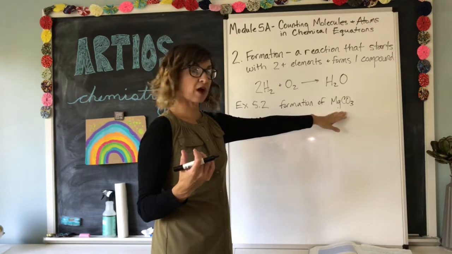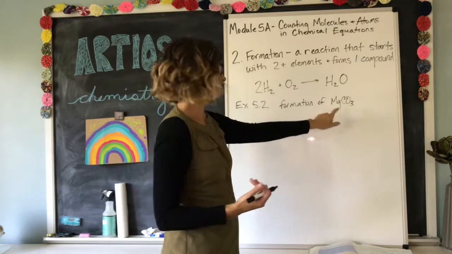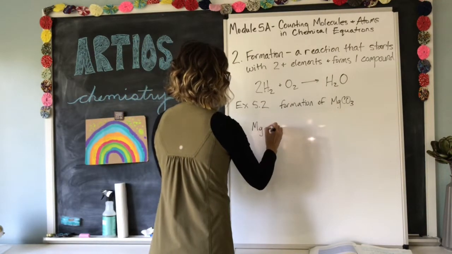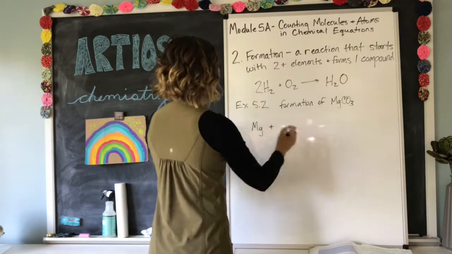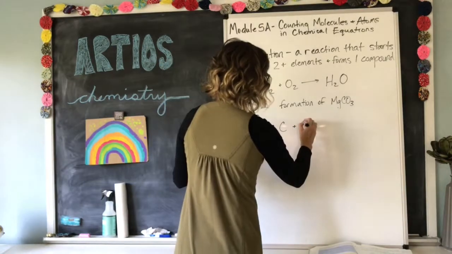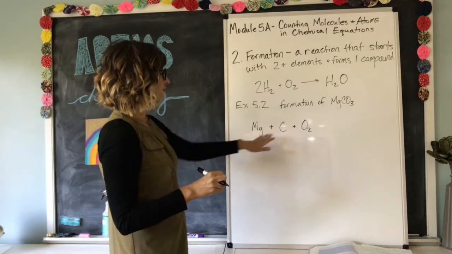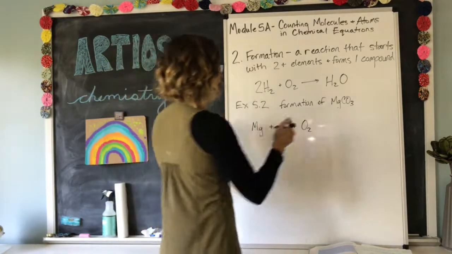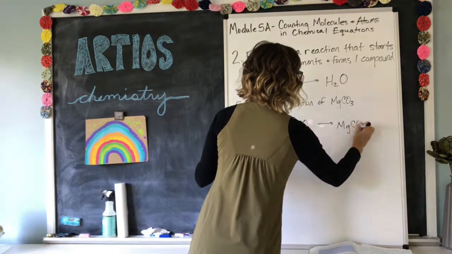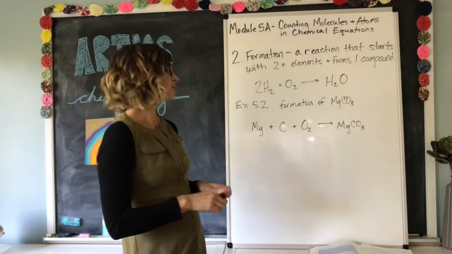So we have to figure out what elements are present, and the elements that are present are going to be our reactants. So first off, we have magnesium plus C for carbon plus O for oxygen. Remember, O is always written as O2. So we have these 3 elements present. They react together and they form MgCO3. So those are our reactants and our products, and now we have to balance it.